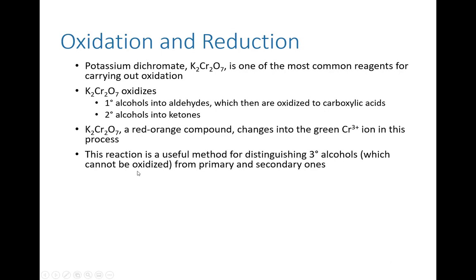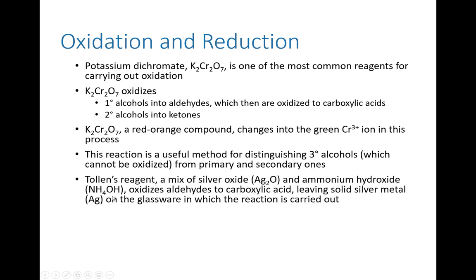It also is used occasionally in breathalyzers because we can analyze the breath for certain metabolic products that are given off when alcohol is broken down in the blood, and we can look at the amount of change from red-orange to green to characterize a blood alcohol level.